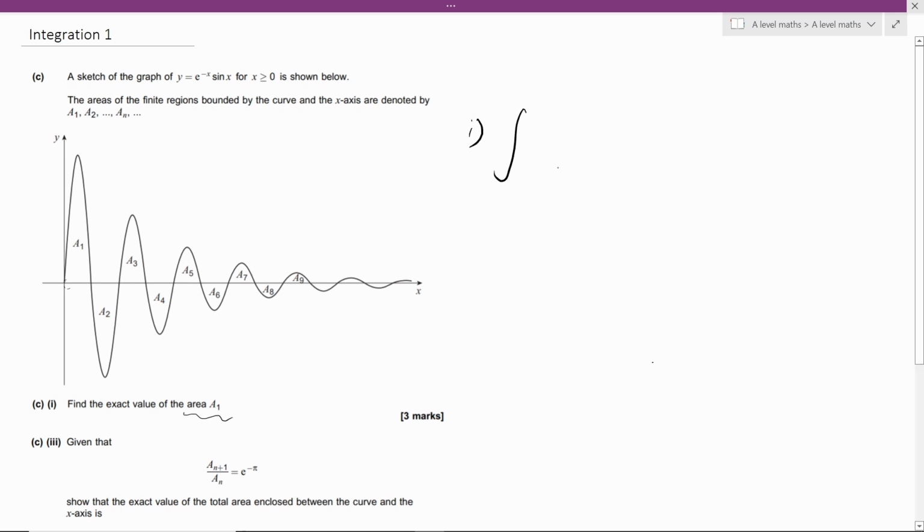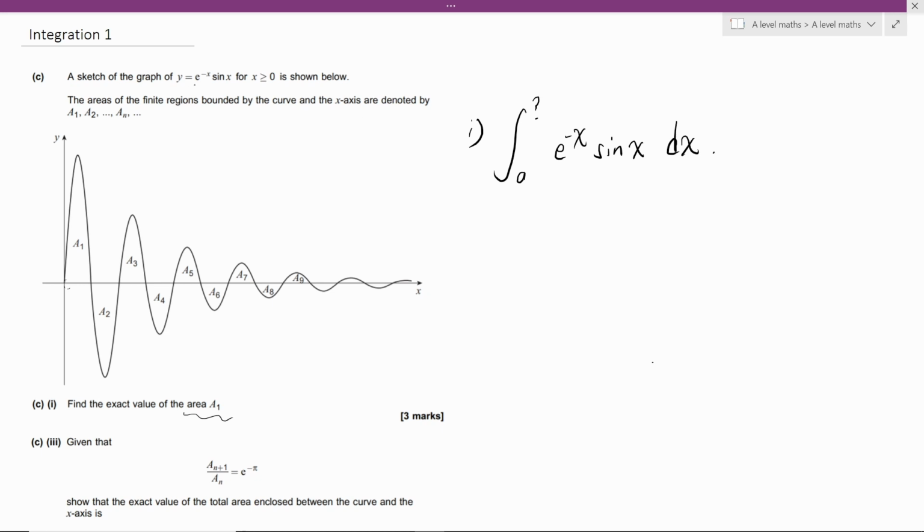So when we're integrating, we need a function, and I think it's pretty straightforward that the function must be e to the minus x sine x, integrating with respect to x. And what about the bounds then? The lower bound you can read off from the graph, it should be 0, but the upper bound is unknown at this point. So how shall we determine the upper bound? That is our next goal.